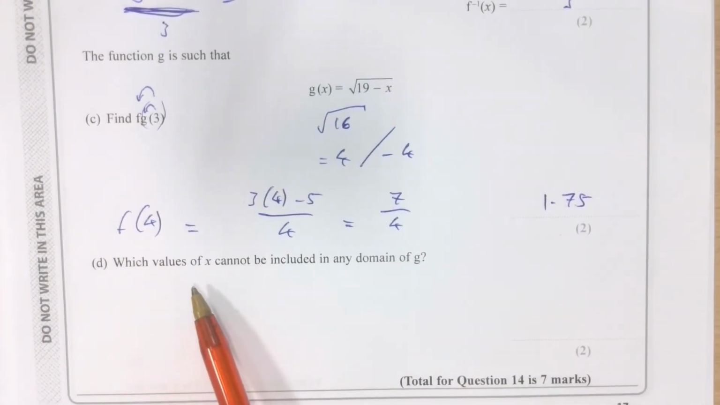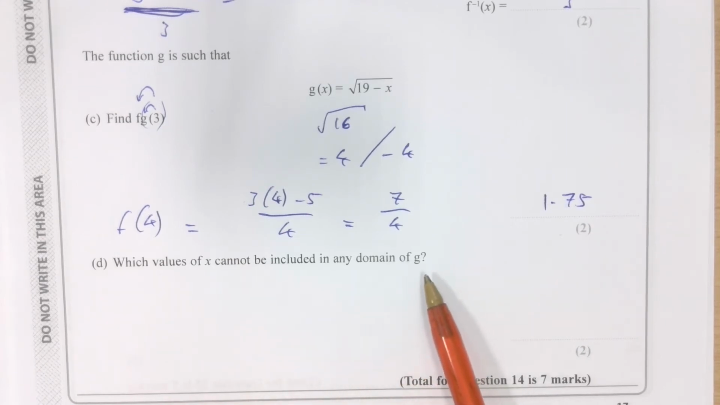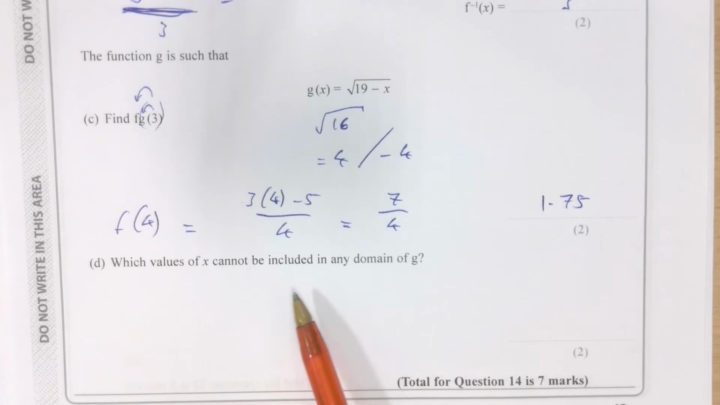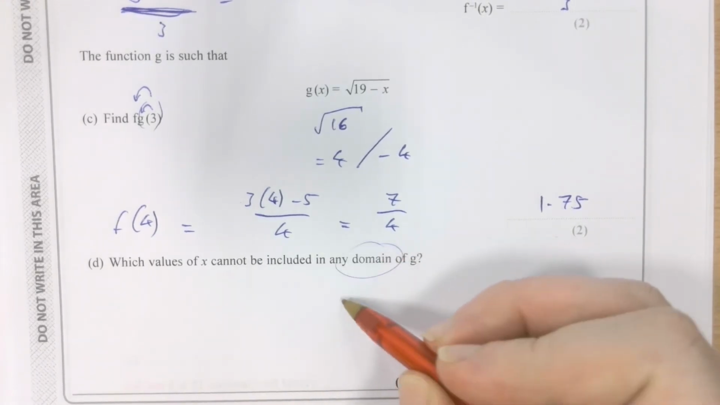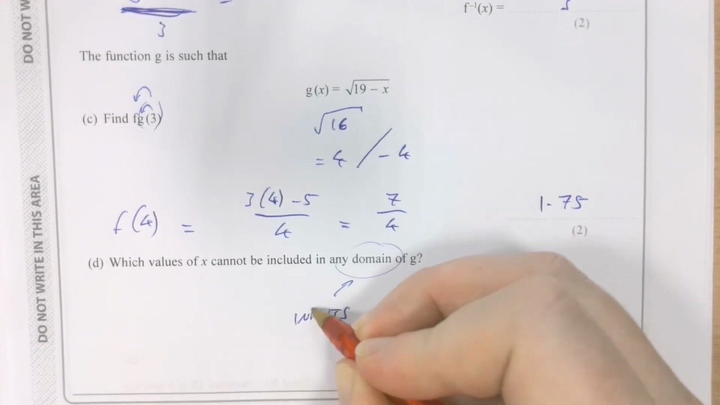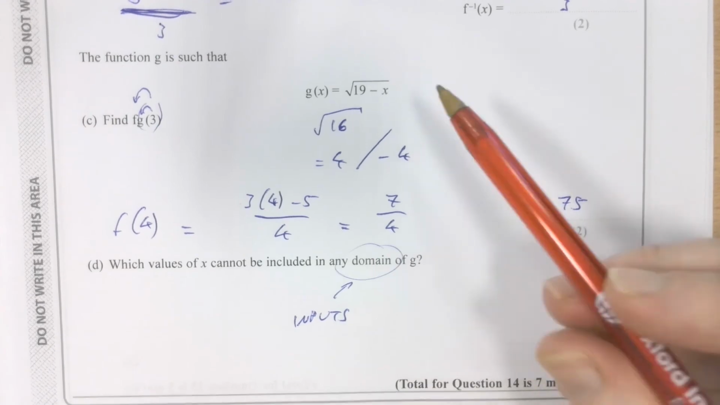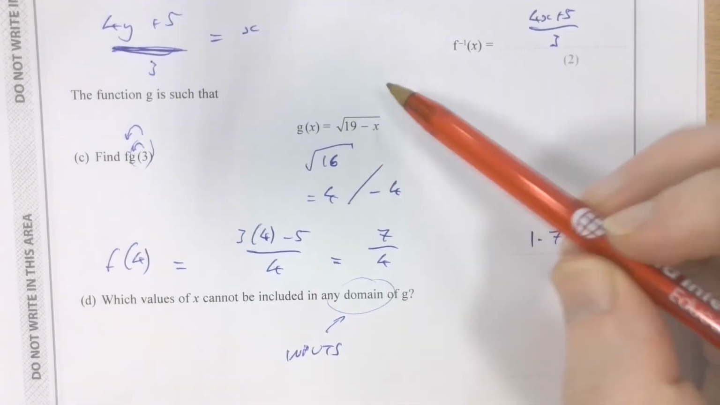Now, this last little section. Which values of x cannot be included in any domain of g? Now remember what we said when we covered this at school. The domain means the inputs, the list of all the possible inputs that could go into the g function. Okay? Let's think about what we've got here. We've got a square root.